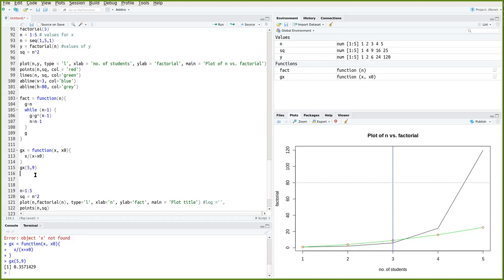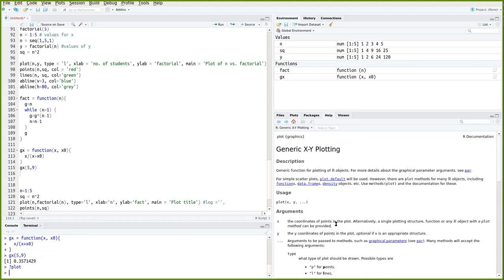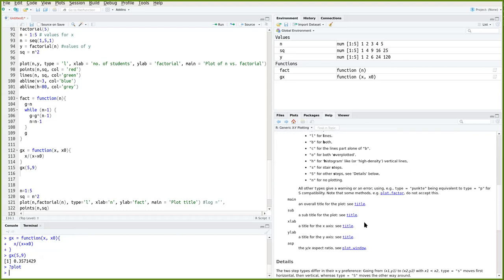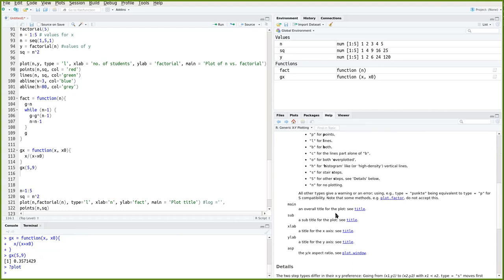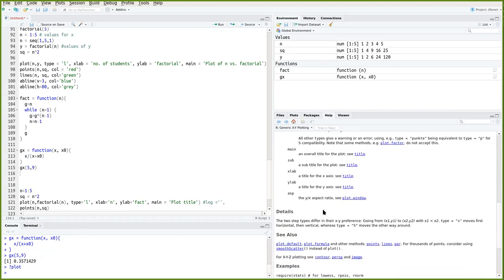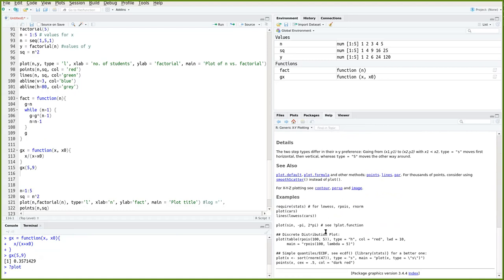Just play around with it. Whenever you need help, just do question mark plot. You would find here they also give examples. For example, here I've tried type, right? You can try this main. You can also give a subtitle and all these things. You can try these examples also. So this is like the basics of functions and plotting.